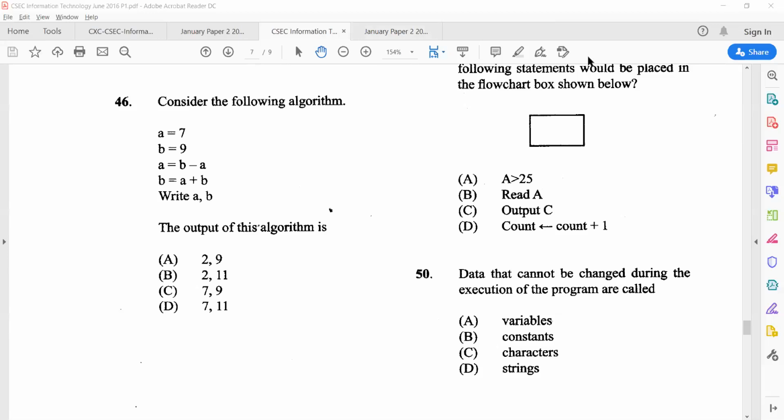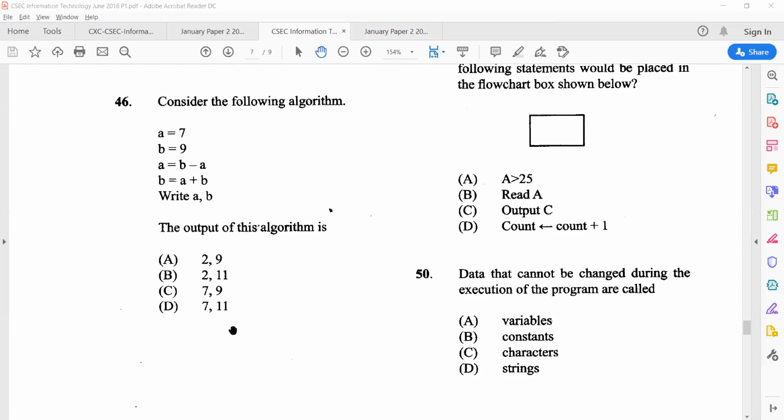Number 46. Consider the following algorithm. A is equal to 7, B is equal to 9, A is equal to B minus A, B is equal to A plus B. Write A and B. Which one of the answers will be the output of this algorithm? B. B, sir.